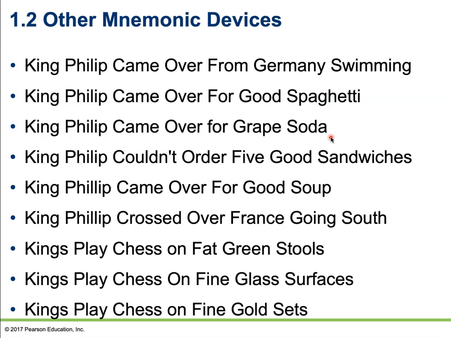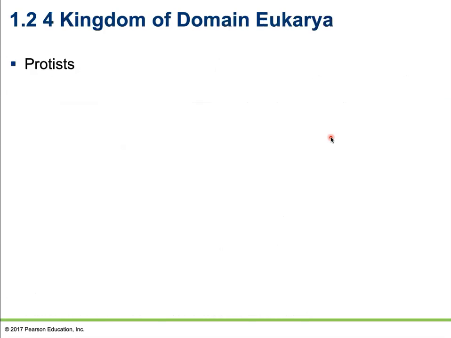Or I'm sure there are other ones that are maybe not quite as school friendly that you can look up and use. I don't care what you use as long as you can learn that order of the classifications of species. So we're going to break down those different kingdoms a little bit further. As we've mentioned, the domain Eukarya can be broken down further.